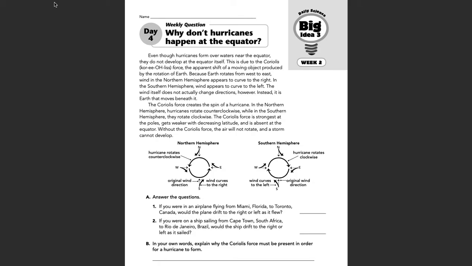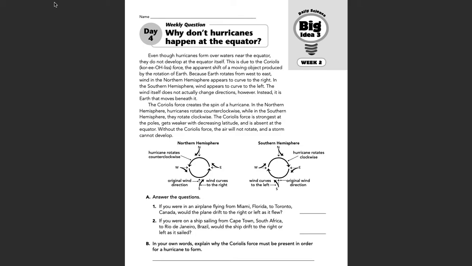Even though hurricanes form over waters near the equator, they do not develop at the equator itself. This is due to the Coriolis force, the apparent shift of a moving object produced by the rotation of Earth. Because Earth rotates from west to east, wind in the northern hemisphere appears to curve to the right. In the southern hemisphere, wind appears to curve to the left. The wind itself does not actually change directions. However, instead, it is Earth that moves beneath it.